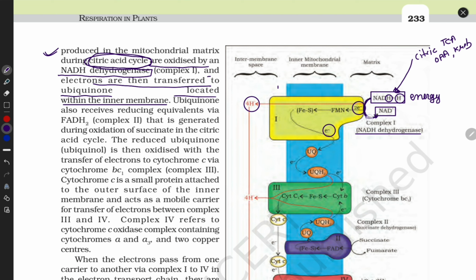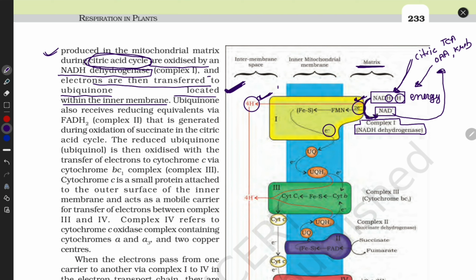In the conversion of this to this, it loses some electrons and some hydrogen ions. Now this NADH again goes towards the cycle, takes energy, and comes back. This process continues. So the first complex is the dehydrogenase complex, full form NADH dehydrogenase. Remember this. Where does this reaction occur? It occurs in the matrix of the mitochondria. And where do the hydrogen ions move? They move towards the intermembrane space.